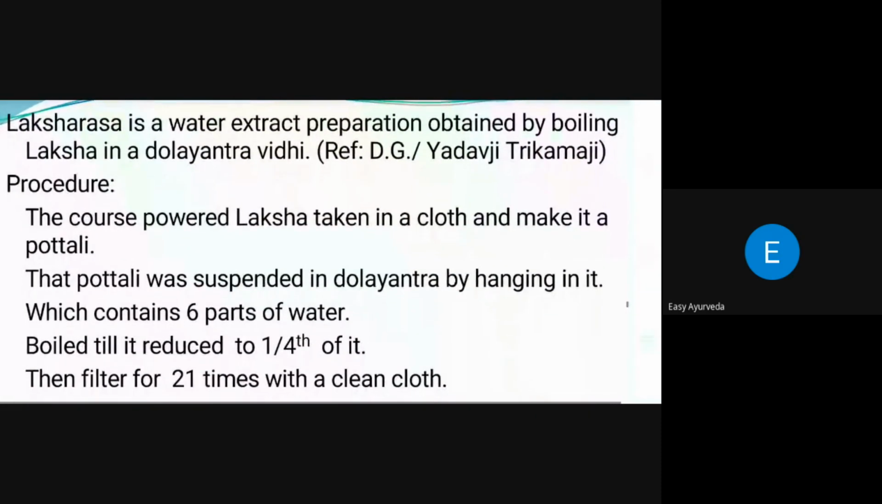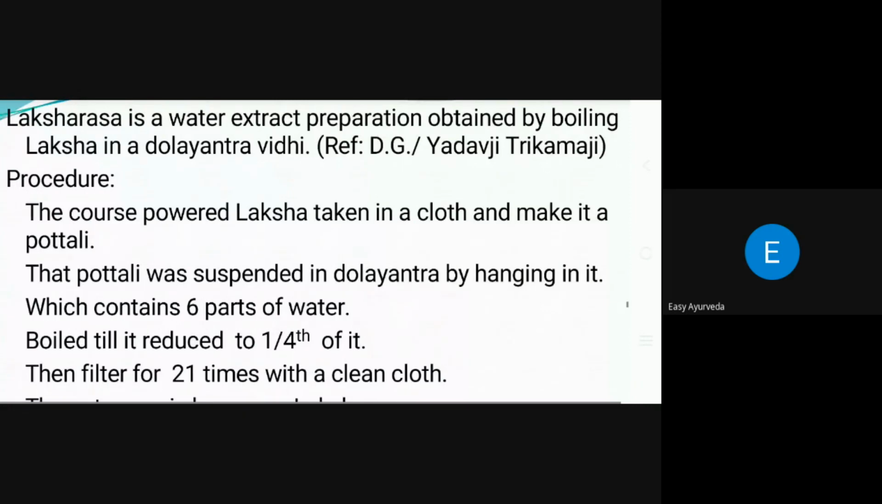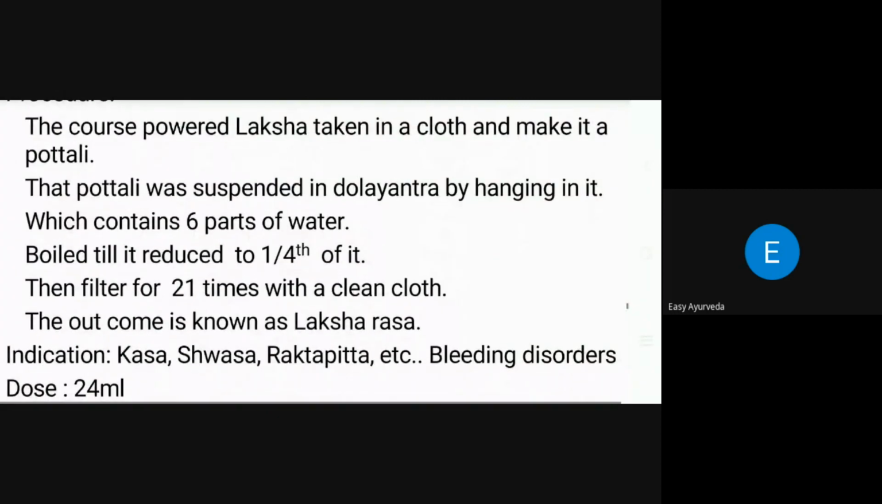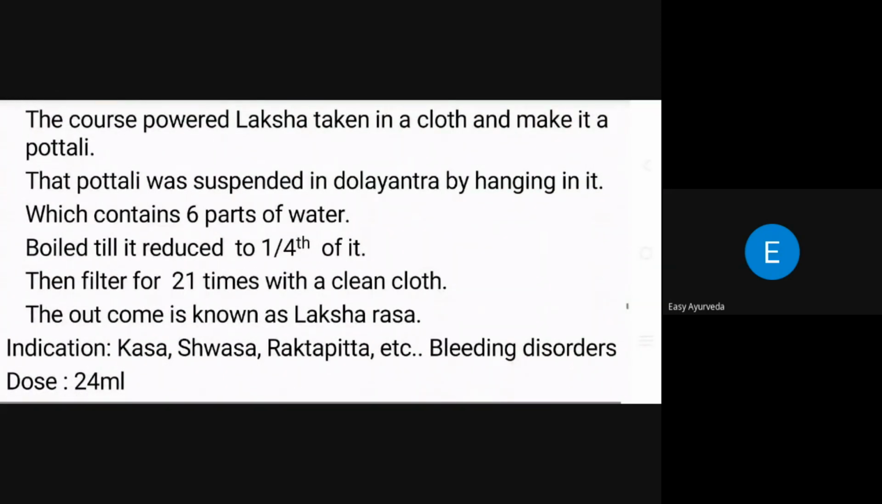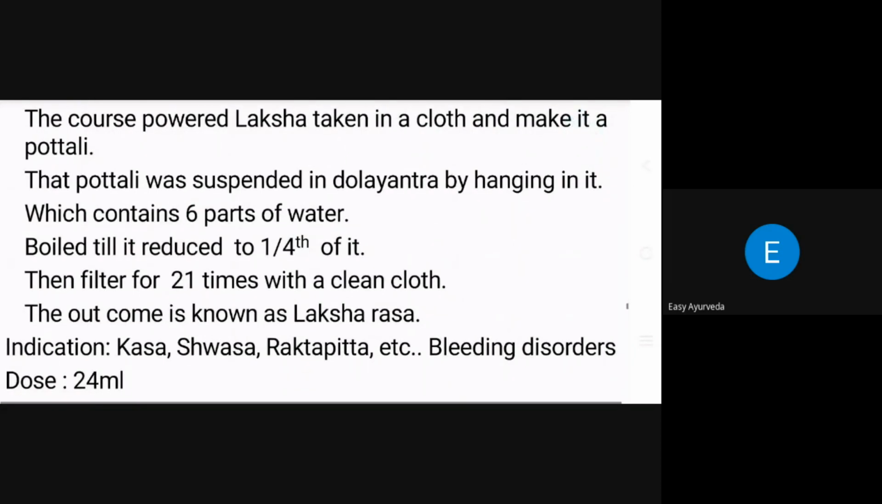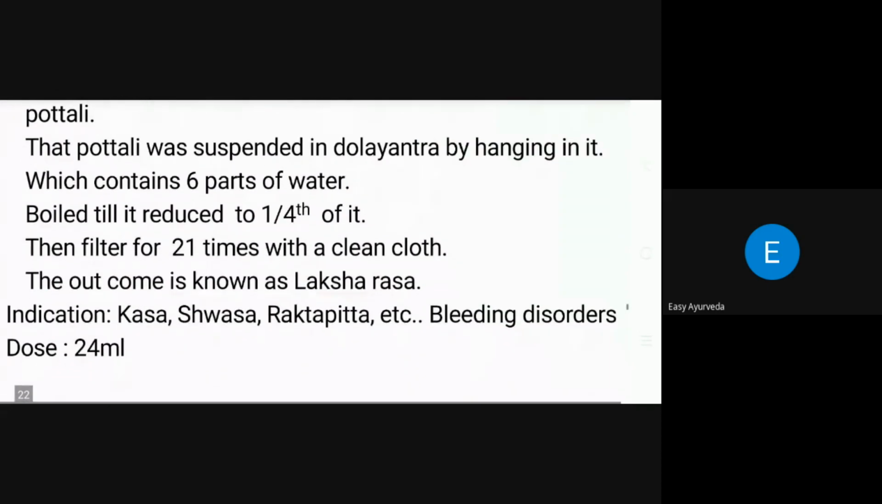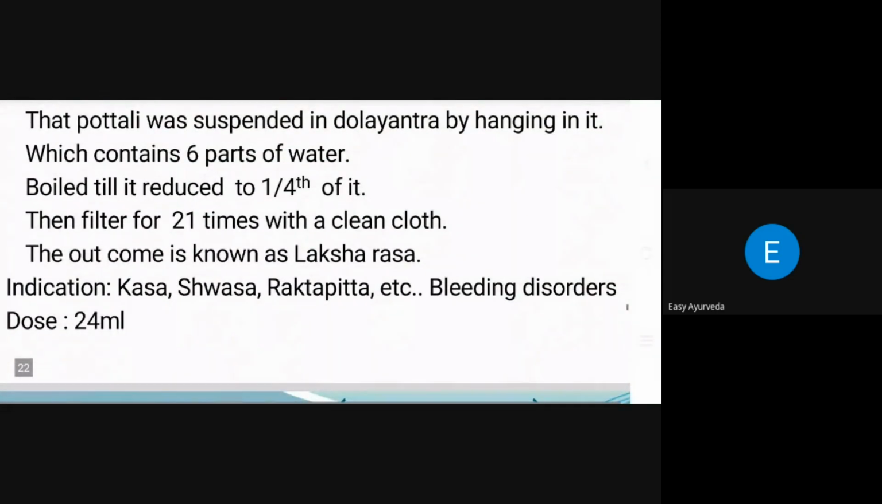In this procedure you will understand that the coarse powder of laksha is taken in a cloth and made into a pottali, like a ball. That pottali is suspended in the dola yantra by hanging it. In between, at the neck region, we tie it to the rod and leave it. The pot is filled with 6 parts of water. But the bottom of the pottali should not touch the bottom of the pot, because otherwise it may get charred. After adding the 6 parts of water, it should be boiled on a mrudu agni and reduced to one-fourth part. After the reduction to one-fourth part, it has to be filtered. Especially, it has been told that it has to be filtered 21 times with a clean cloth.